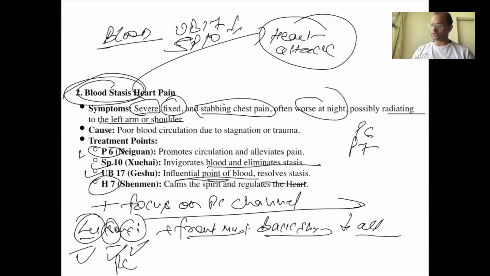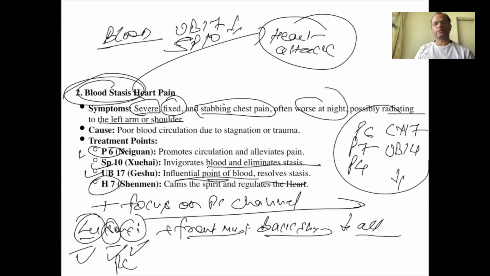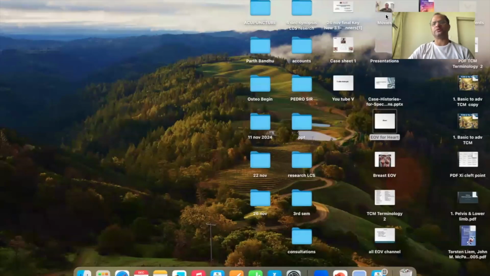Source point is pericardium 7. Xi cleft point is pericardium 4. Front mu point is CV17. And the back point is urinary bladder 14. Sedate it all. And at these points, sedate it all. Now the treatment is done, and now there is less chance the pain will come back.